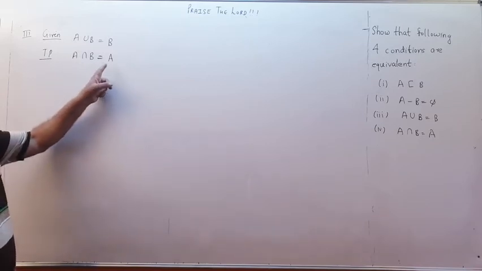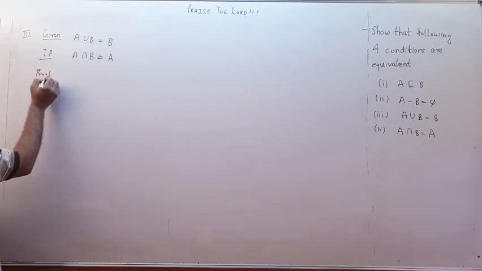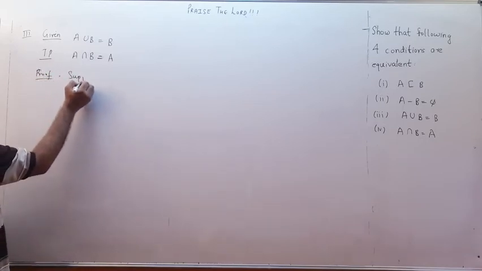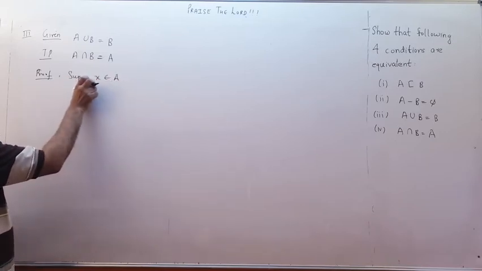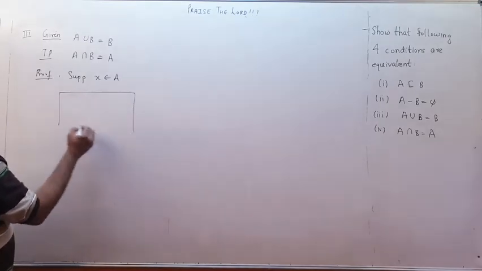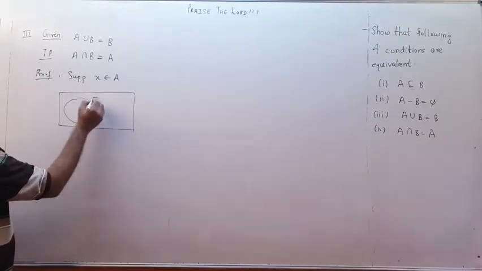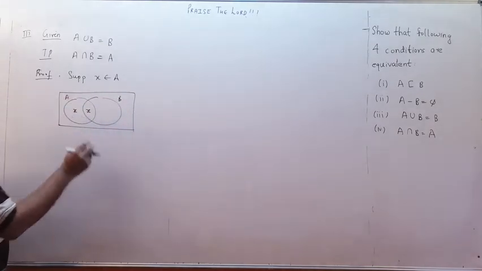Now I have to prove A is a subset of A intersection B. So we go like this. Suppose x belongs to A. And now we know that A union B is B. So x belongs to A, so it can be anywhere. It can be like this. Please understand the Venn diagram first. What is the position? So x can be here or it can be here.